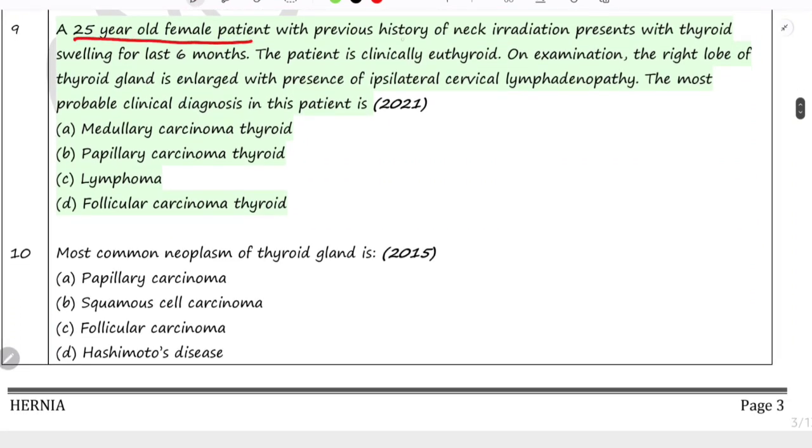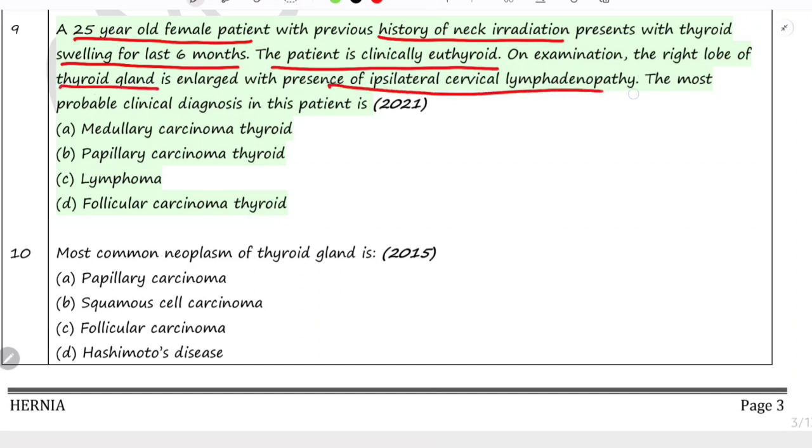A 25-year-old female with previous history of neck irradiation presents with thyroid swelling for the last 6 months. The patient is clinically euthyroid. On examination, the right lobe of the thyroid gland is enlarged with presence of ipsilateral cervical lymphadenopathy. The most probable clinical diagnosis is... so the most important point here is history of neck irradiation. The history of neck irradiation points towards papillary carcinoma thyroid. So this is the most likely diagnosis, especially in a patient with history of neck irradiation. The presence of thyroid nodule with cervical lymphadenopathy is typical of this cancer.